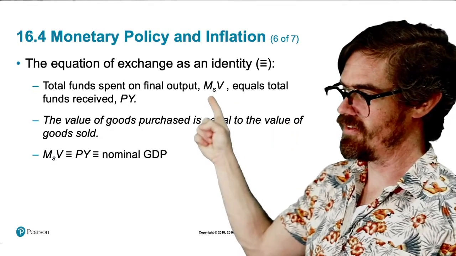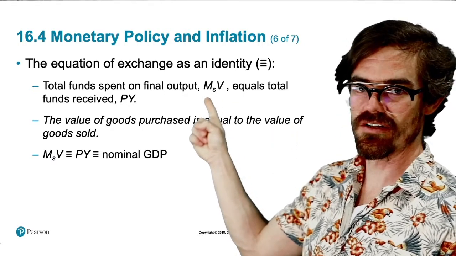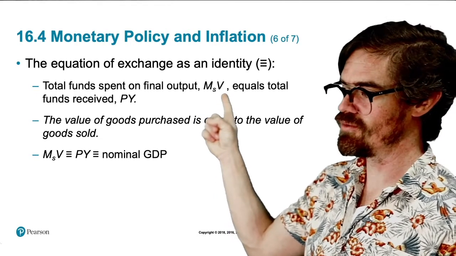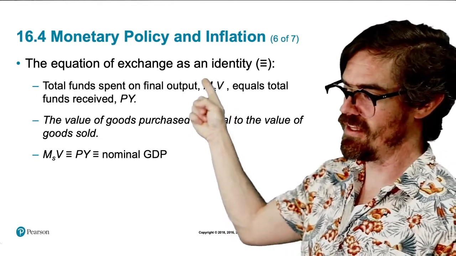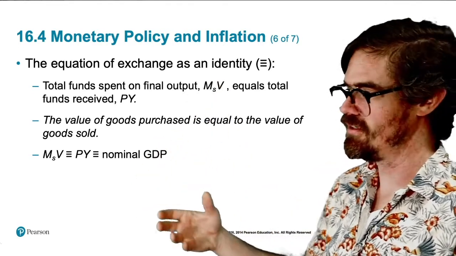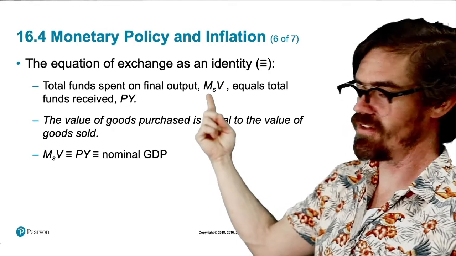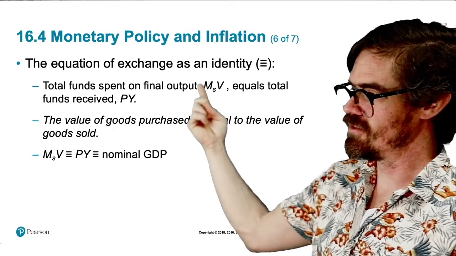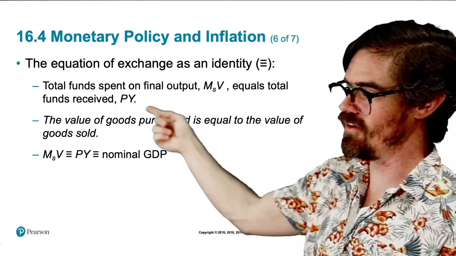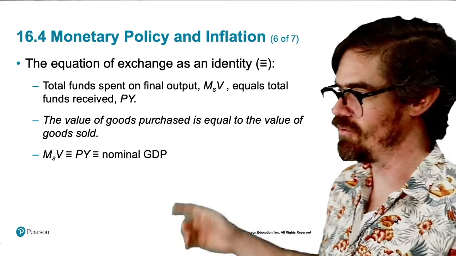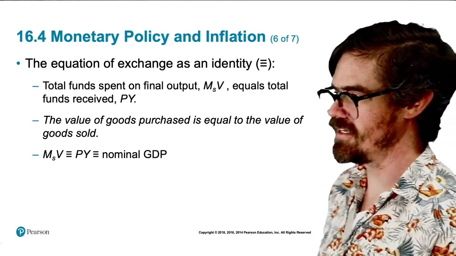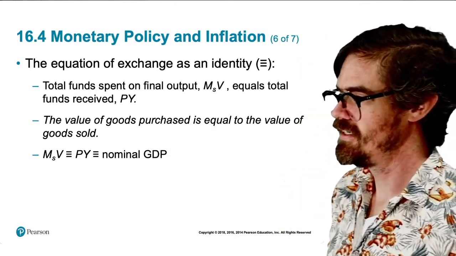So again, if $1 is the money supply and it's spent 5 times, which would be the velocity, then there has been $5 worth of value in output, right? So hopefully that helps you. So the amount spent on final output has to equal the total funds received for that output, which is given by nominal GDP, price level times real GDP.